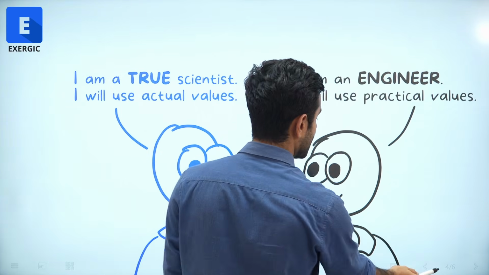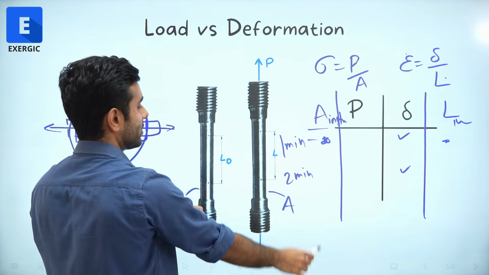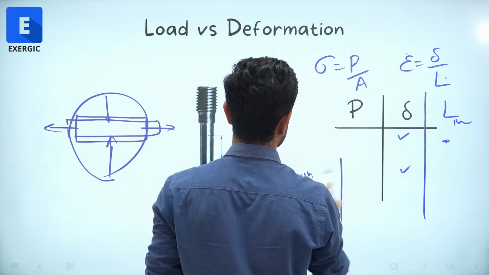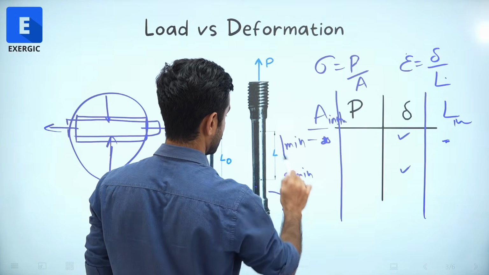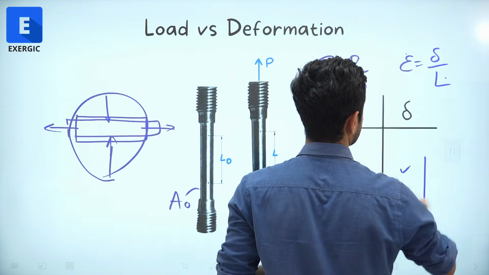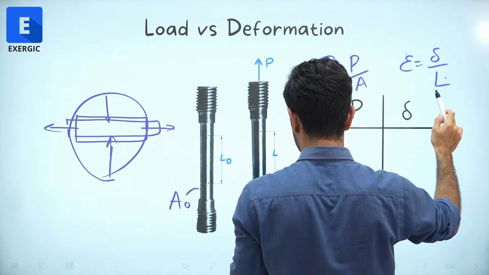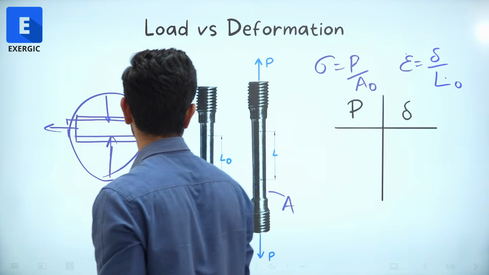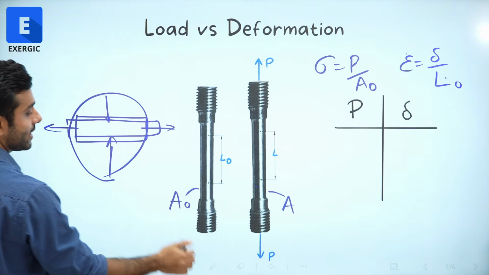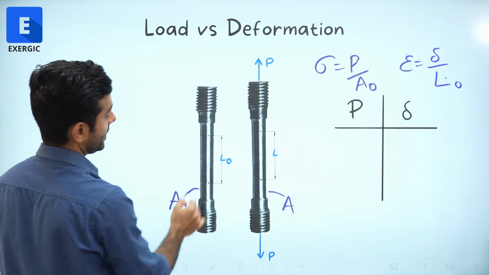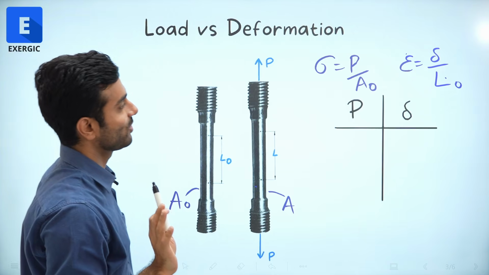This person is saying, I do not care about instantaneous area. I do not care what the instantaneous area is. I will simply take the initial area and initial length, A0 and L0, in the calculation.